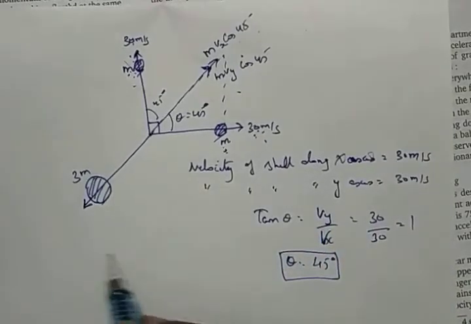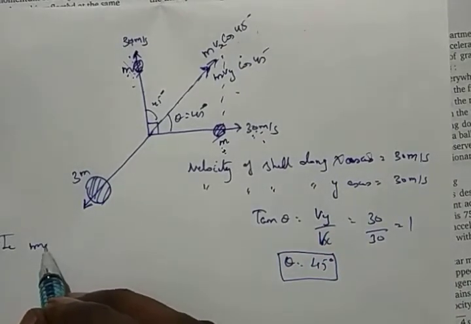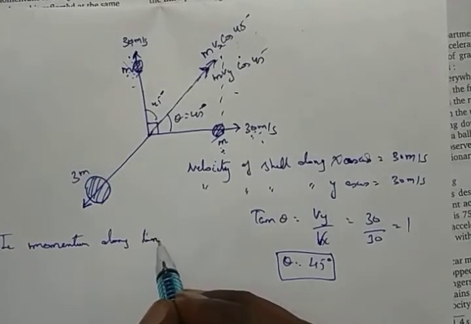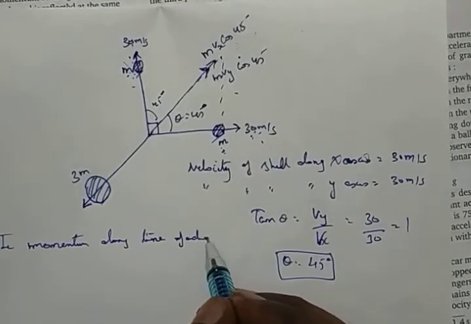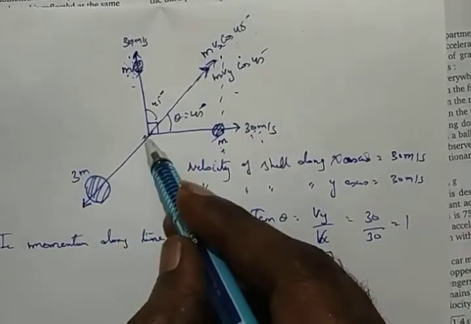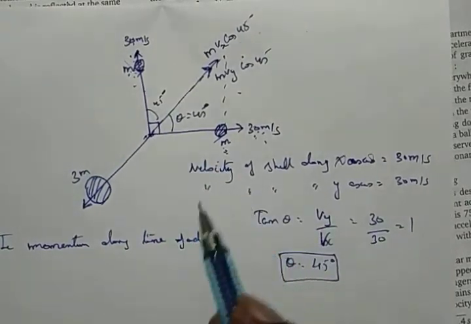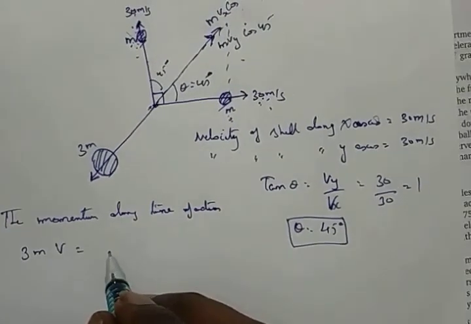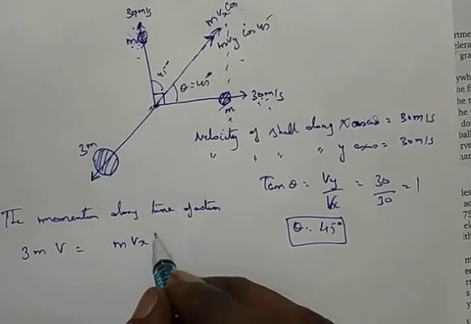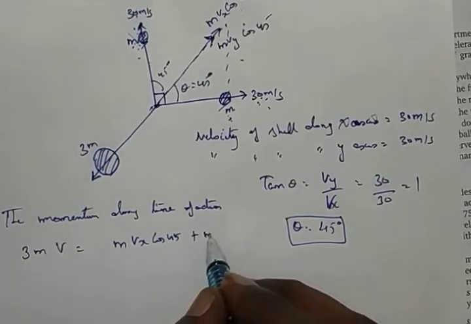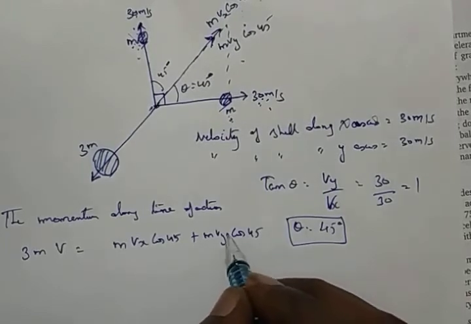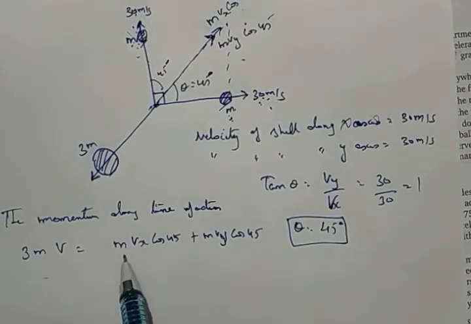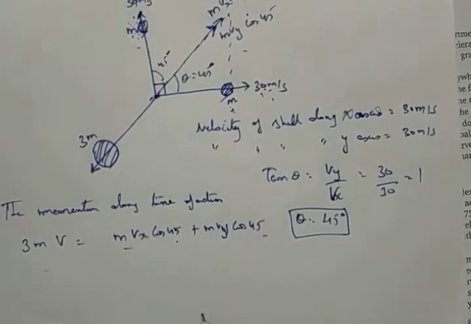So the momentum along line of action. What is the line of action? This is the line of action. So we are going to see 3m into v is going to be equal to m into vx cos 45 plus m into vy cos 45. That is momentum along the z-axis is equal to momentum along y-axis and momentum along x-axis.